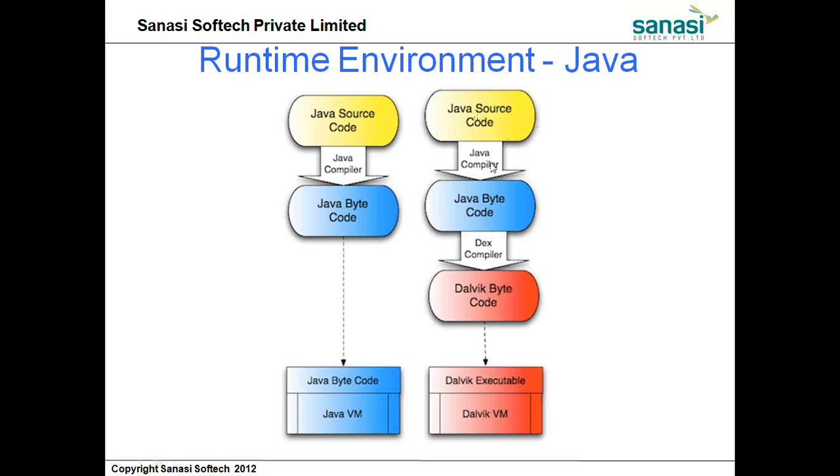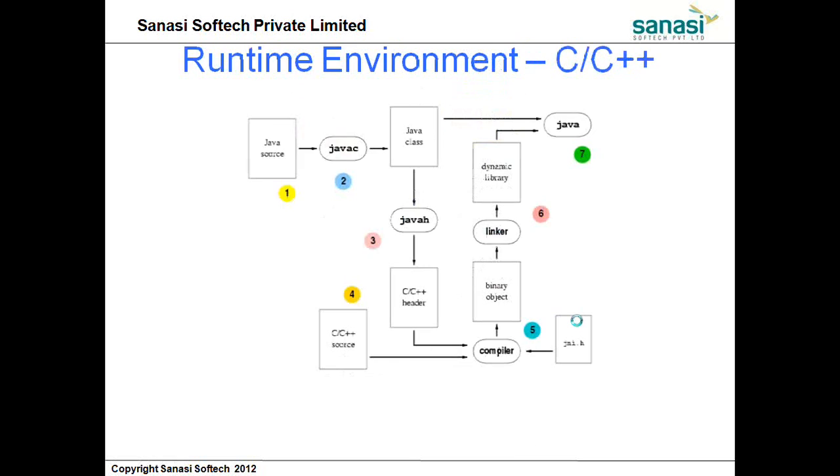The Java source code goes through the Java compiler, and the Java bytecode is generated. After this there is something called the DEX compiler. The DEX compiler takes this bytecode as the input and produces what is called the Dalvik bytecode, and then this Dalvik bytecode executes on the Dalvik virtual machine. So there is a quick difference between the way typical Java applications work on a desktop and Java applications working on an Android phone.